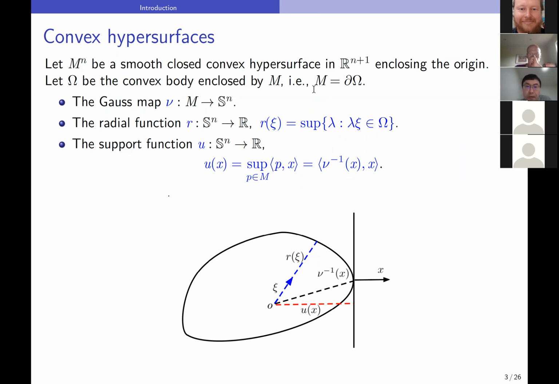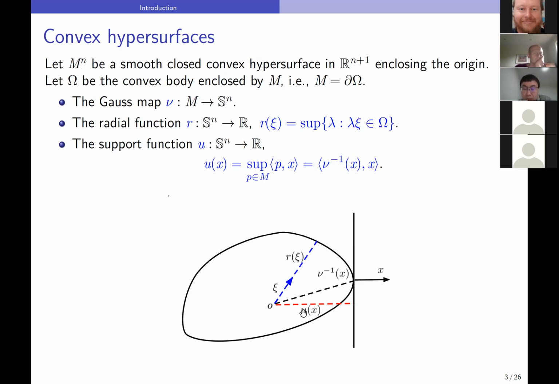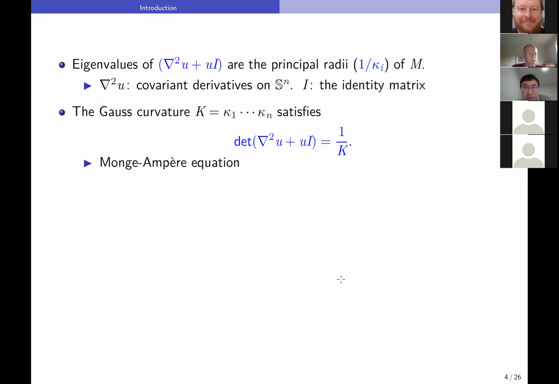For any convex hypersurface, there are two very important quantities. The first one is the radial function R, and the second one is the support function U, and they are both functions from S^n to R. You can see the geometric meaning of the radial function and also the support function here. Here is our origin, and this is the tangent plane. The support function tells us much information about the convex hypersurface.